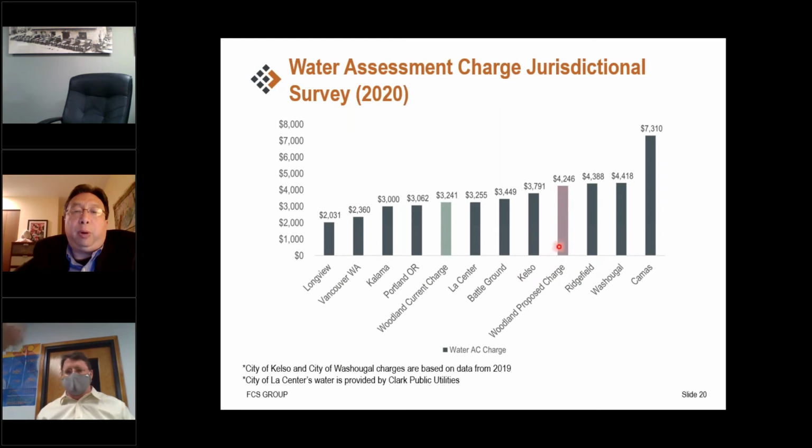But as you can see here, at the proposed charge, you're right under Richfield and above Kelso. The city of Camas is clearly an outlier at $7,300.